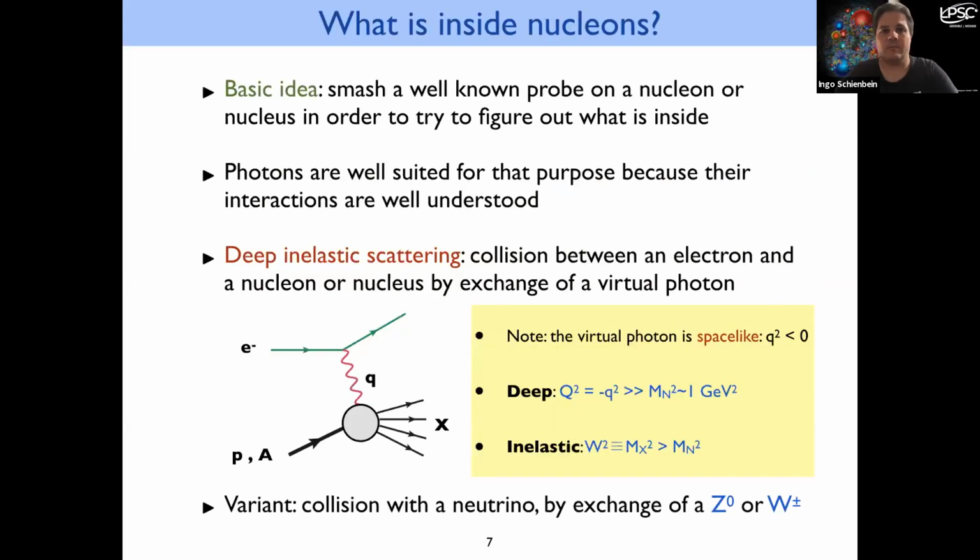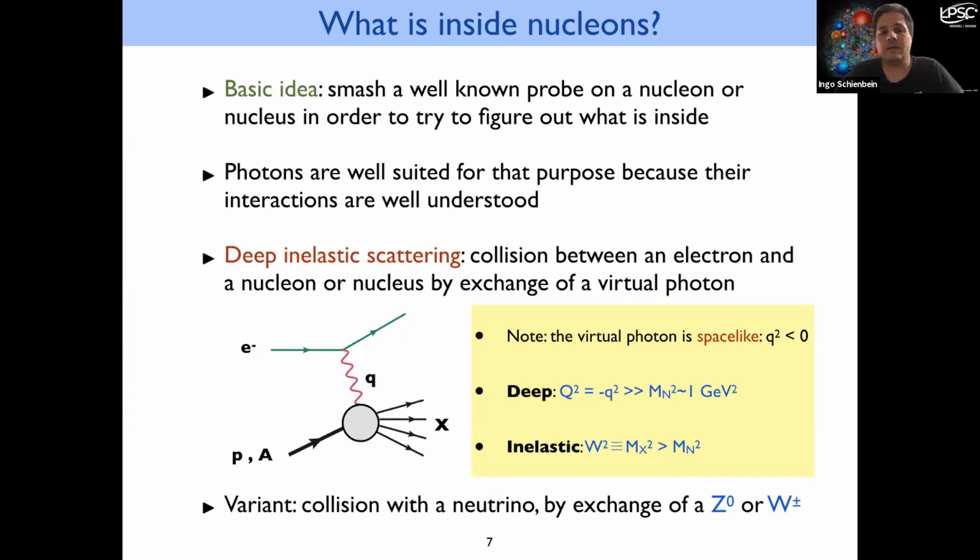So the fundamental question is, what is inside nucleons? And more precisely, how does a nucleon look if it is probed in high energy reactions? The basic idea to study this question is to smash a well-known probe, for example electrons, on a nucleon, and then to see what is produced in the final state. And photons are very well suited for that purpose, because we know very well how they interact.